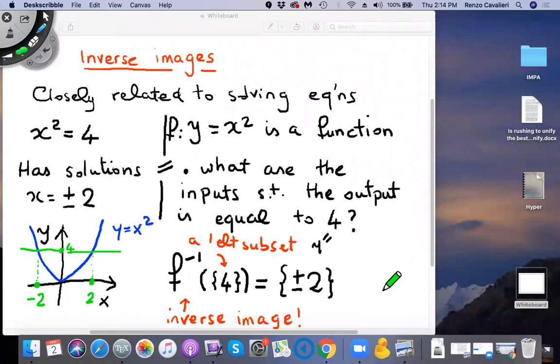Okay, and so now, of course, we might, for example, not be interested in just knowing the solution of the equation x squared equals 4, but we might want to know, okay, what if I just want to fall in the interval between 4 and 5?